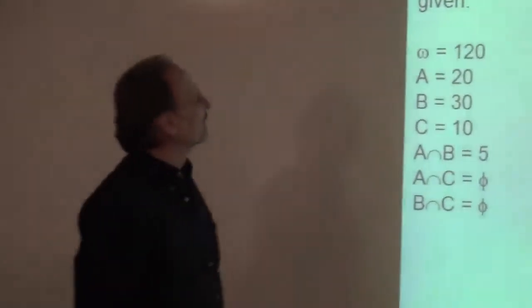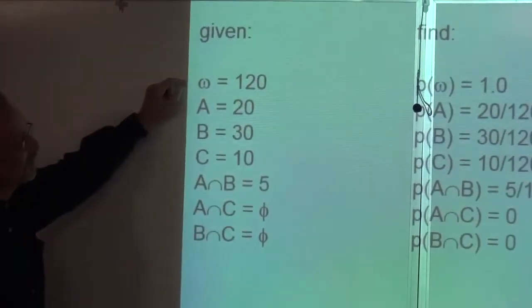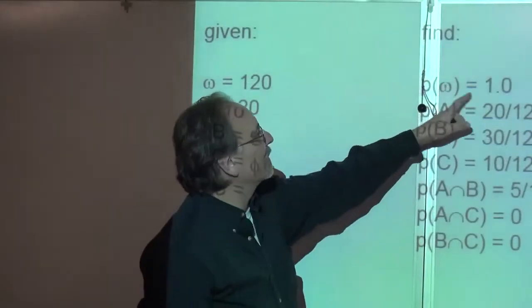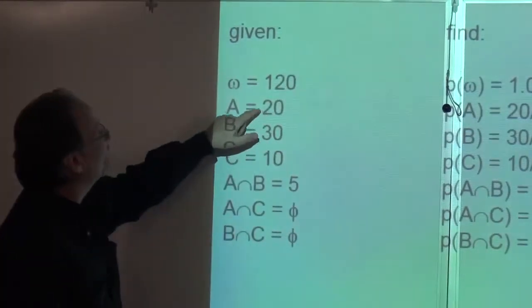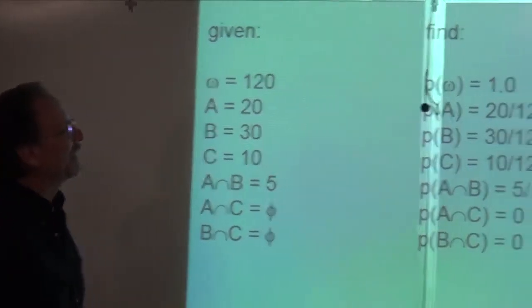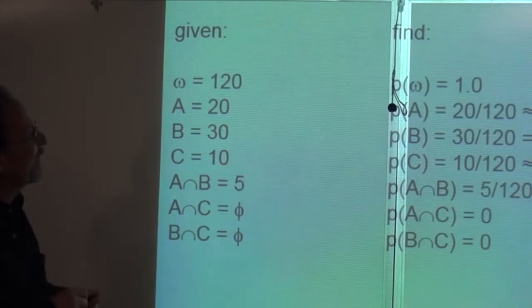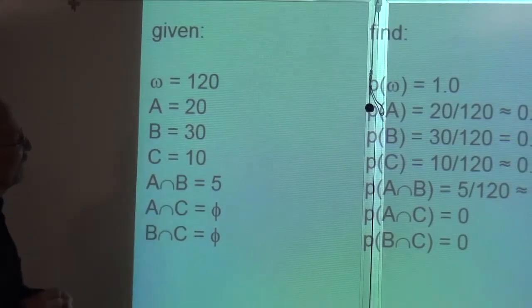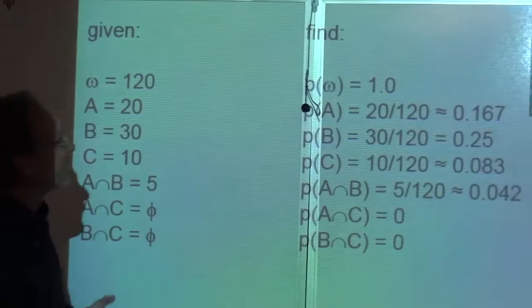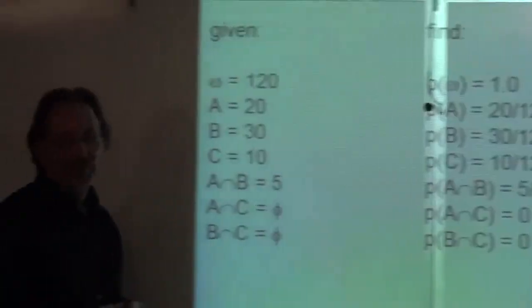So that means that the probability, these are the raw numbers. So the probability of being in the universe, of course, is 1. The probability of A, of being in A, is 20 out of 120, right? Because there's 20 items in A, and there's 120 total. B is 30 out of 120, and the probability of C is 10 out of 120. Okay, I'm converting these numbers into probabilities. And remember, probability always has to be a number between 0 and 1, right? Can't be more than 1, can't be less than 0.